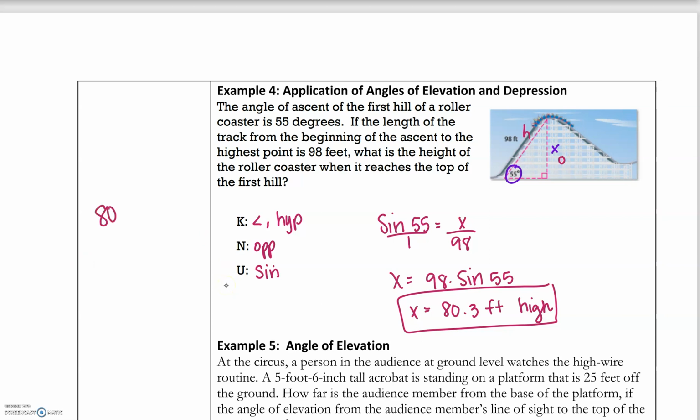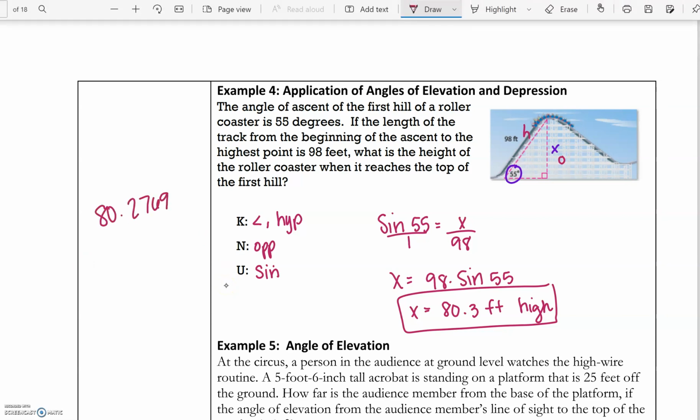So we had 80.2769, and so this 7 is going to round that 2 up to the 3, 80.3.